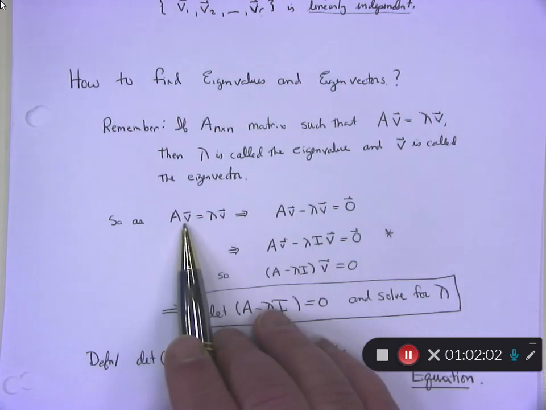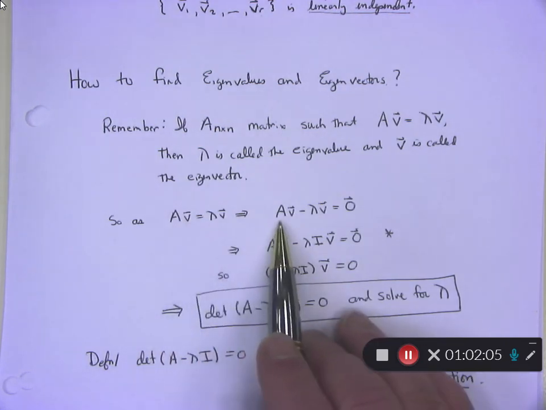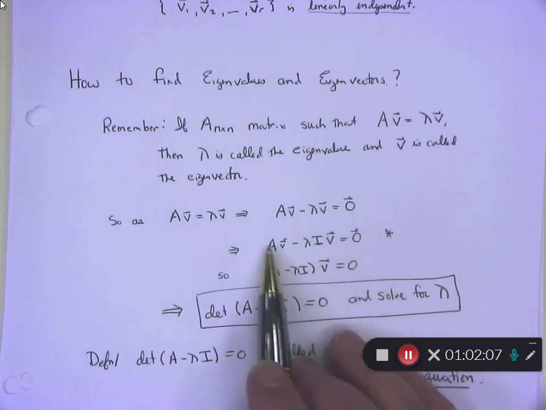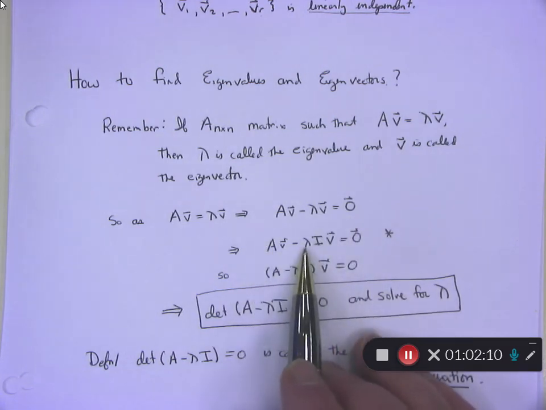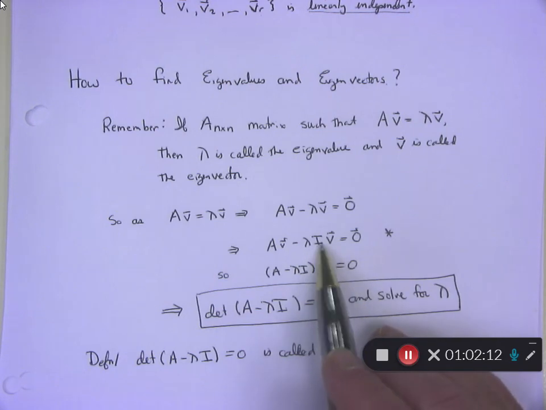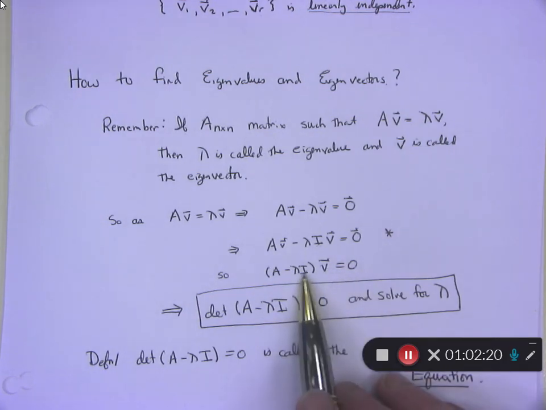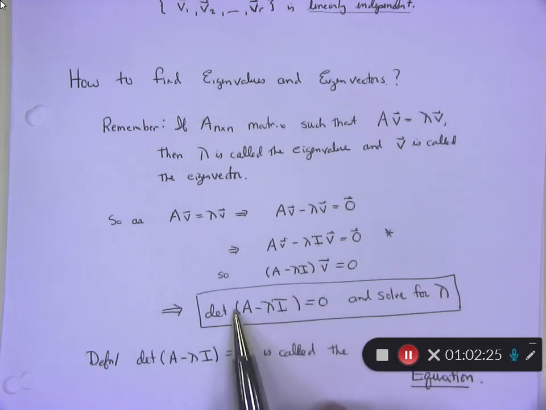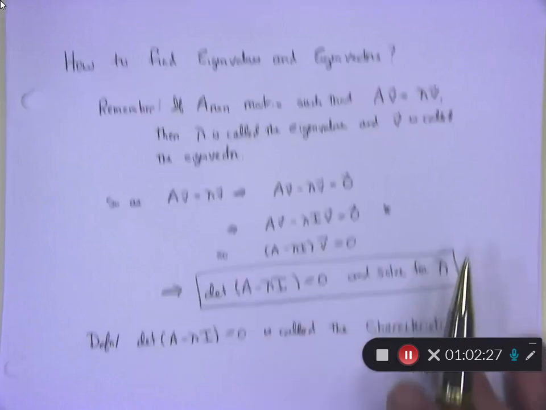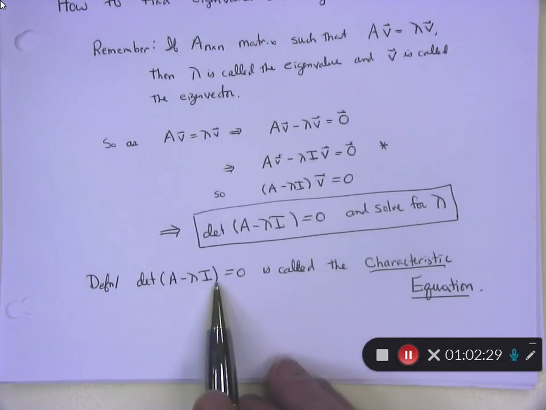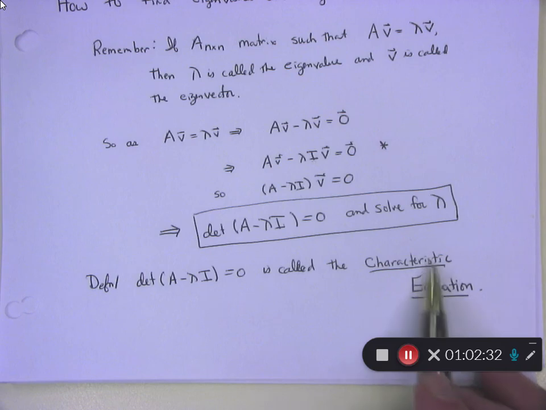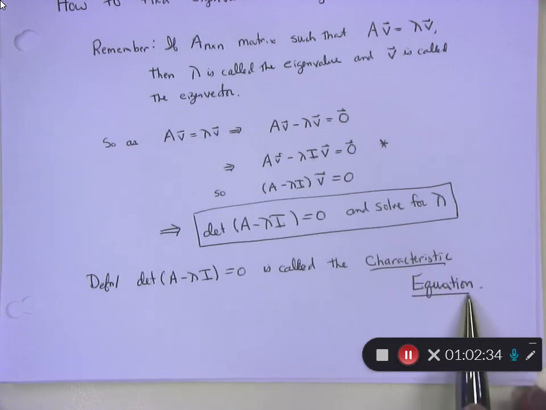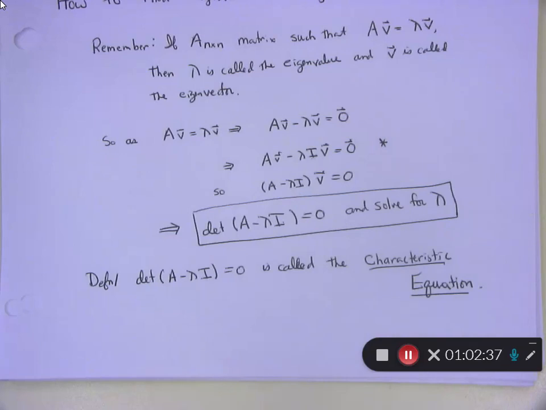AV equals lambda V means AV minus lambda V equals 0, which means AV minus lambda I times V equals 0. You have to insert the I matrix so you can now have matrix multiplication. Factor out the V, and because it's equal to 0, A minus lambda I will be a non-invertible, singular matrix, so the determinant of A minus lambda I equals 0. The determinant of A minus lambda I equals 0 is called the characteristic equation. There's the whole ball of wax right here. This is how we're going to do it.